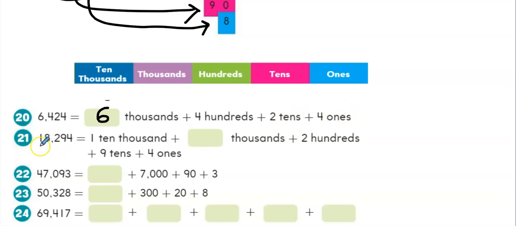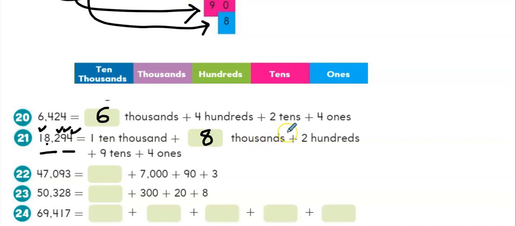Here they give us another one. 18,294 is equal to 10,000, well there it is, plus some number of thousands, plus 2 hundreds, there's the 200, 9 tens, there's the 9 in the tens place, and 4 single ones. So what digit is in the thousands place? There it is, an 8.